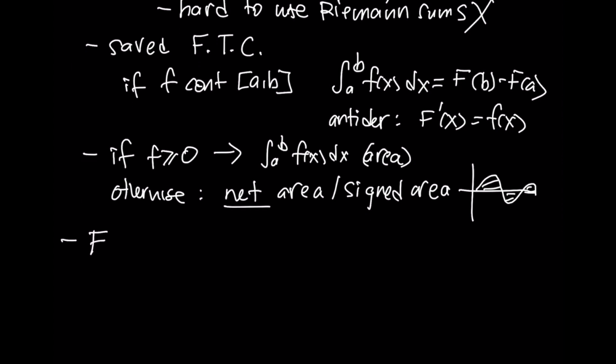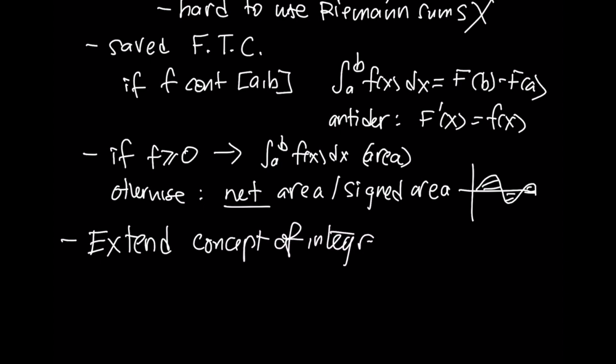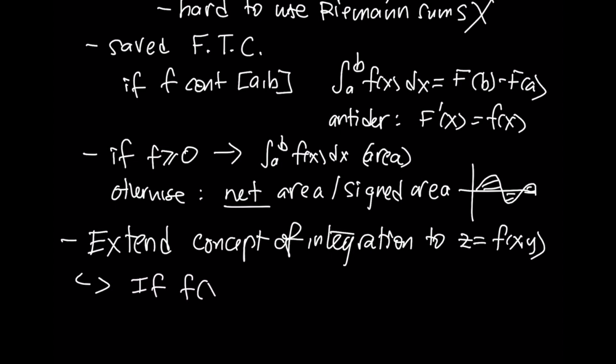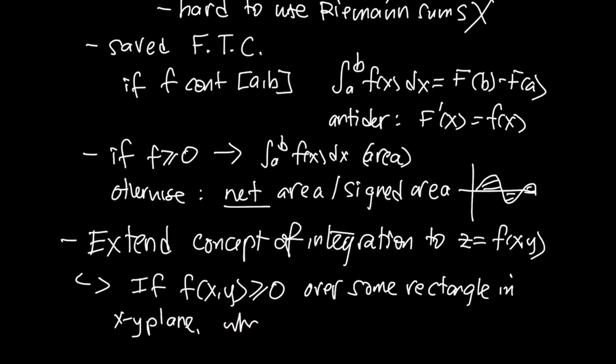What we want to do now is extend the concept of integration to multivariable functions. And we are going to focus on the case of a function of two variables to begin with. To motivate this, geometrically what this is saying is if our function is greater than or equal to 0 over some rectangle in the xy plane, what is the volume under the function and above this rectangle? And we'll call the rectangle R.